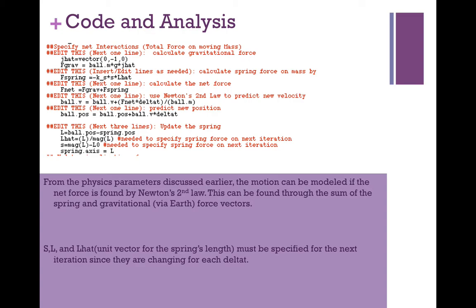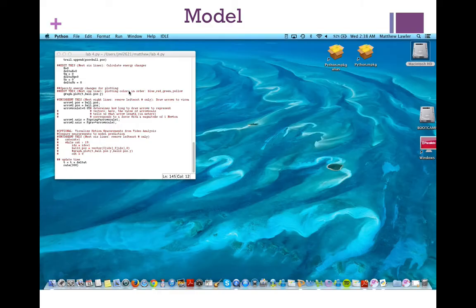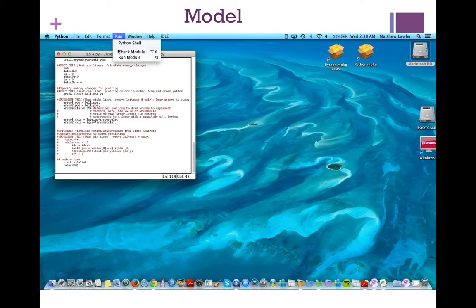And this is the code and analysis. So from what was discussed earlier, we can model the motion by the net force through Newton's second law, and the net force can be found through the sum of the spring and gravitational force vectors. S and L hat have to be updated for each iteration since they are changing. This is a video of the model.